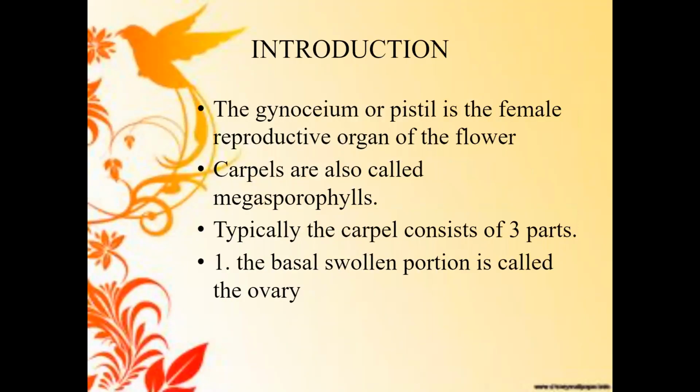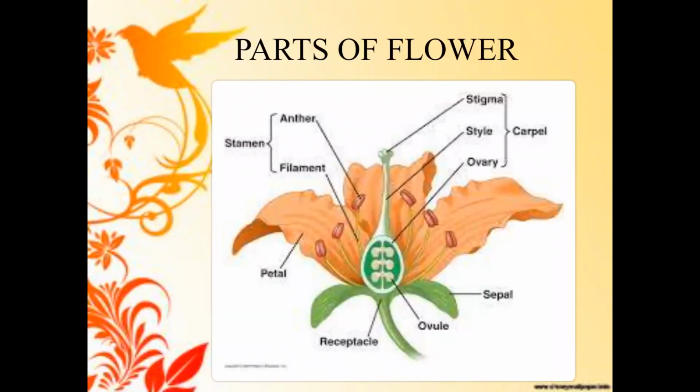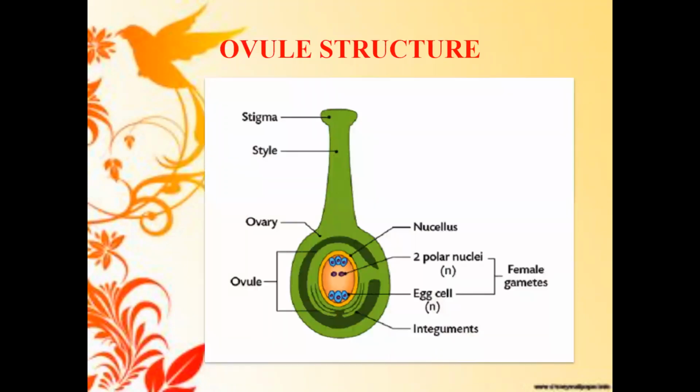The basal swollen portion is the ovary, the median elongated part is the style, and the apical pollen receiving part is the stigma. If we take only the ovule part, only the megasporangium, this is the structure. You can observe here all the parts of the ovule. The basal part is the ovary, the stalk-like structure is the style, and the terminal knob-like portion is the stigma.